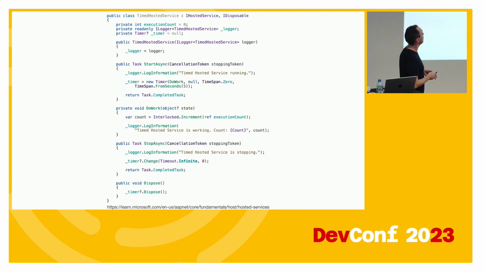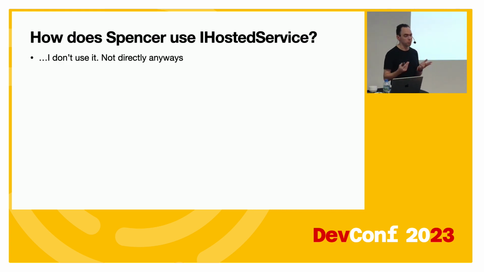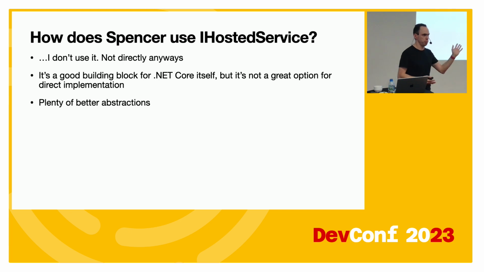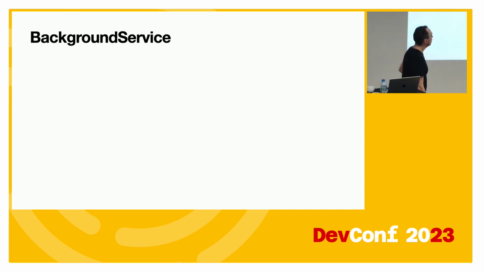So that is essentially IHostedService in a nutshell. Not a lot to it, a very simple interface. Now, what do I use it for? I don't use it directly anyway, and we'll get to the BackgroundService in a second. But for .NET Core itself, for the library itself, it's a great building block. It's a necessary building block. But for us mortals, I just don't use it directly. There are plenty of better abstractions, which we'll see right now, in fact.